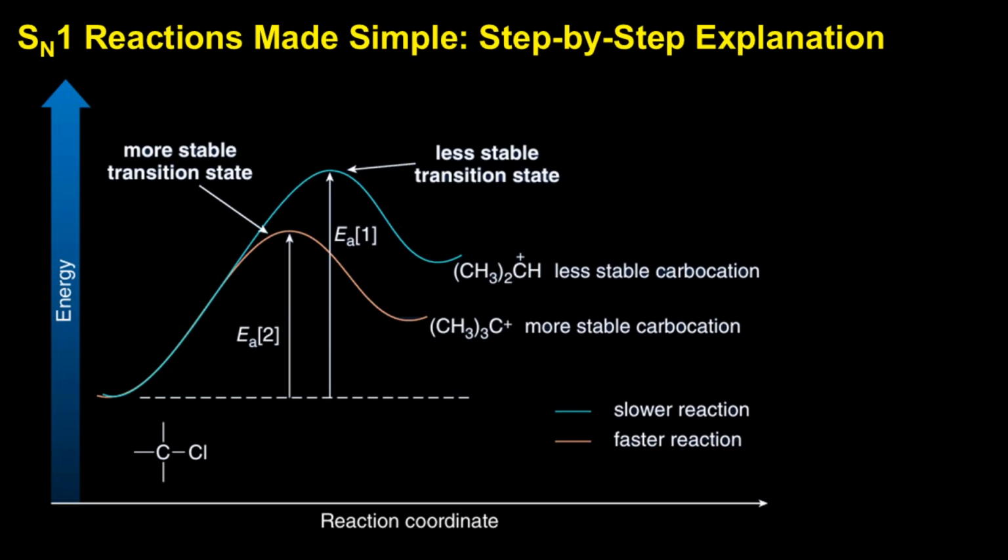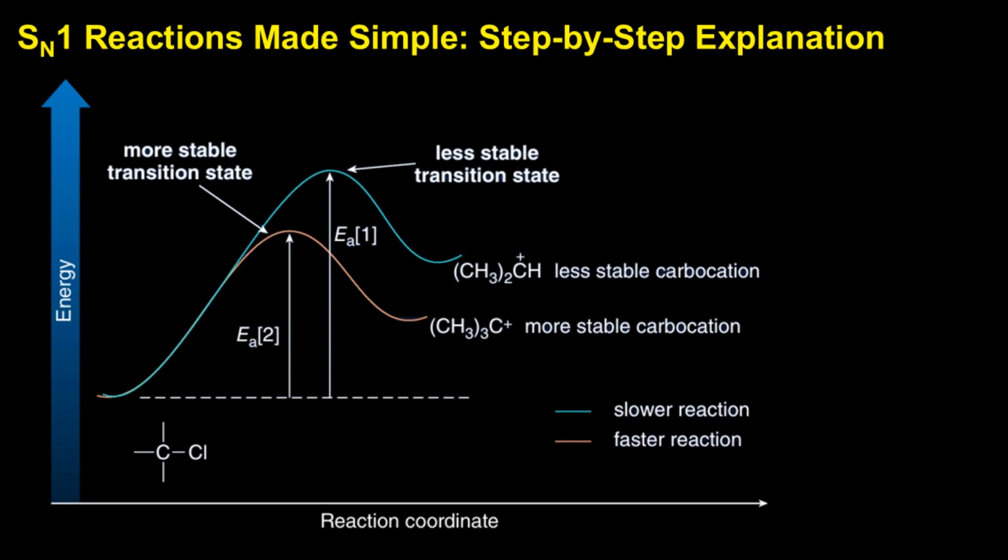On the y-axis, we've got energy. On the x-axis, reaction progress. Now look at the curves. The secondary carbocation has a higher activation energy. We call that EA1. The tertiary one, much lower. That's EA2. Why the difference?